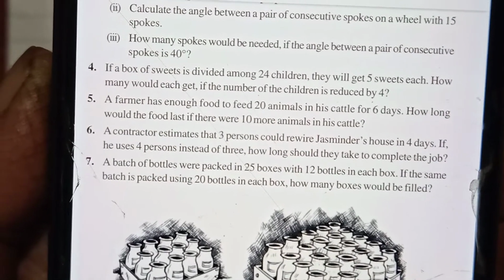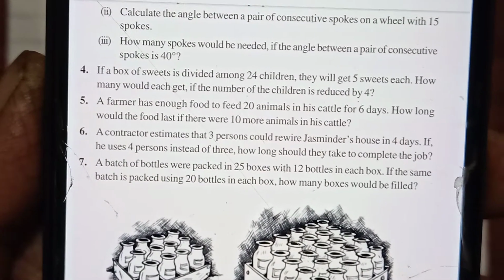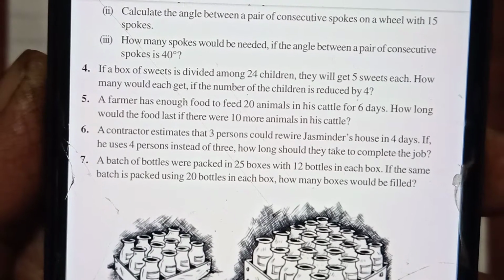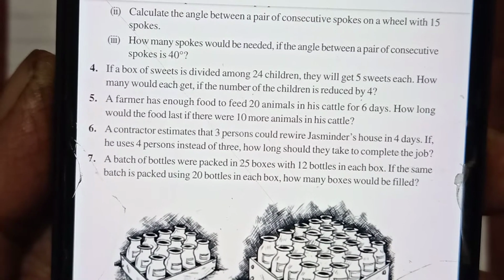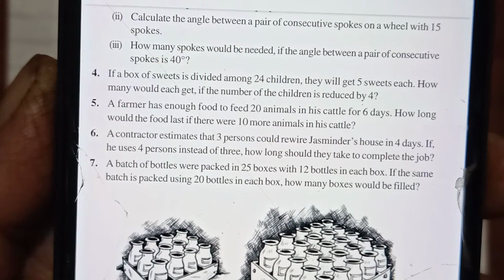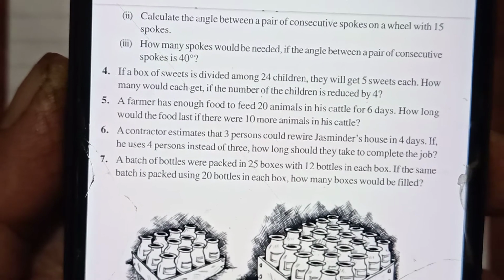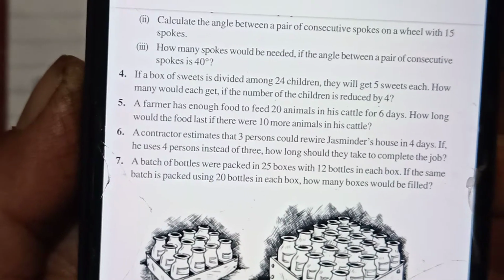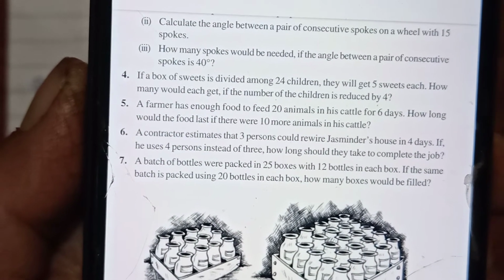Question 4 from 13.2. If a box of sweets is divided among 24 children, they will get 5 sweets each. How many would each get if the number of children is reduced by 4? Okay, so the more the number of children, the lesser will be the share of each. So again, this is an inverse proportion, right?